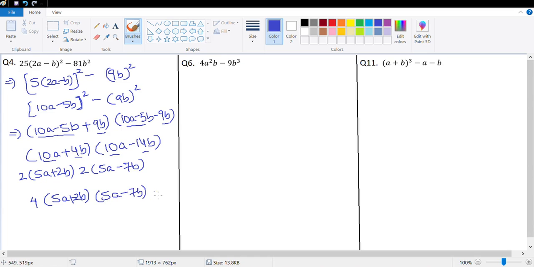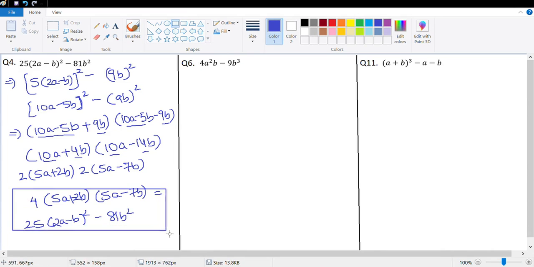That's the final answer. You would write this as 25 times (2a minus b) the whole square minus 81b square. Right, so that's the way to represent your final answer. Done. Let's move on to the next question.